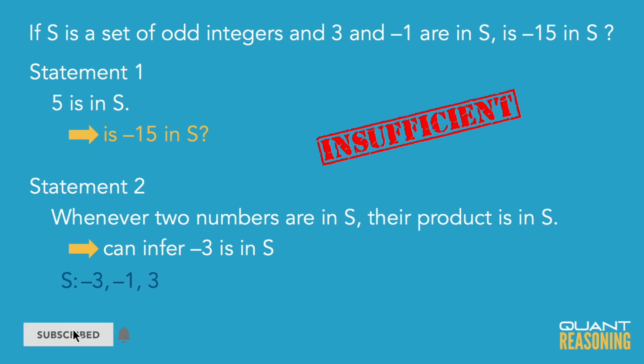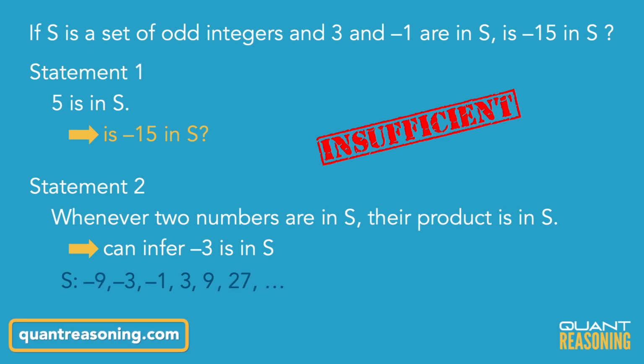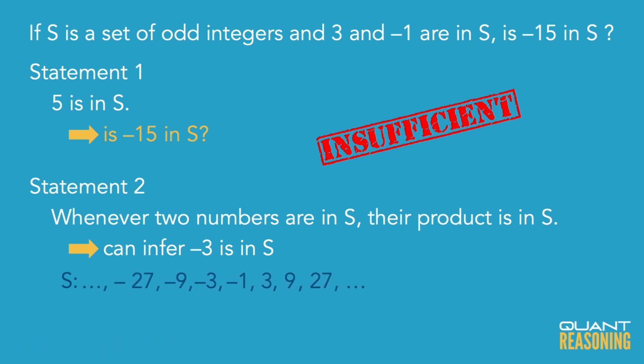And now that we know that negative 3 is in the set, and 3 is in the set, and negative 1 is in the set, all of the products of those things would also be in the set. So you'd have 9, negative 9, 27, negative 27. We can keep multiplying by 3. So basically, it would be an infinitely large set that has all of the powers of 3, both on the positive side of the number line and the negative side of the number line.